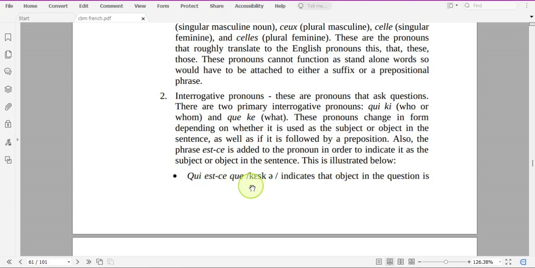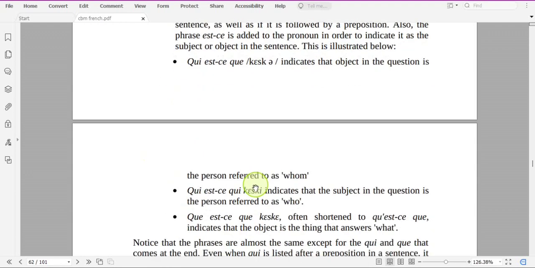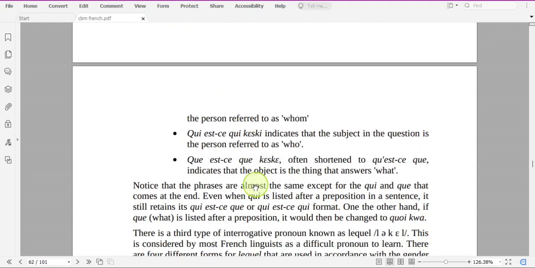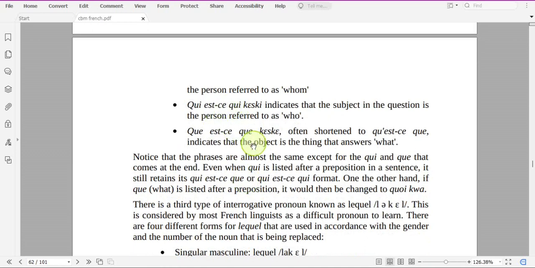Qui est-ce que? Okay. Now, who is this, or who is it, or whom? Okay. The person referred to as whom. Qui est-ce que? Qui est-ce qui? Who? Okay. Who is it? Then you can see qu'est-ce que c'est? No. Qu'est-ce que? Sorry. Often shortened to mean qu'est-ce que, indicates that the object is the thing that answers what.